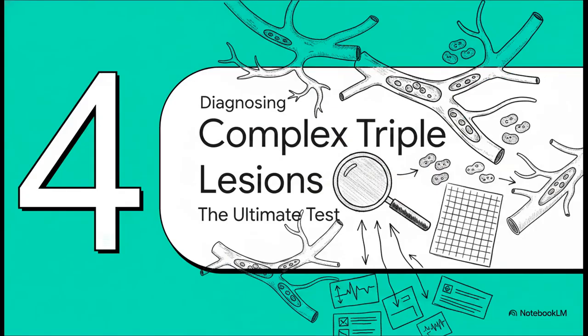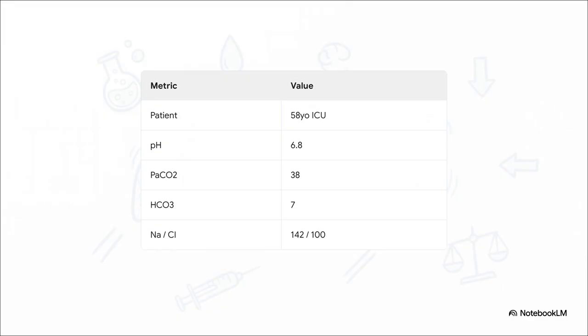Section 4. Diagnosing complex triple lesions, the ultimate test. Let's examine Case 5. We have a 58-year-old heavy smoker admitted to the ICU with severe sepsis and an NG tube actively draining. We're looking at an absolutely devastating pH of 6.8 and a bicarb of just 7. These numbers are immediately screaming severe metabolic acidosis. But as we've learned today, we never, ever stop at our first assumption.